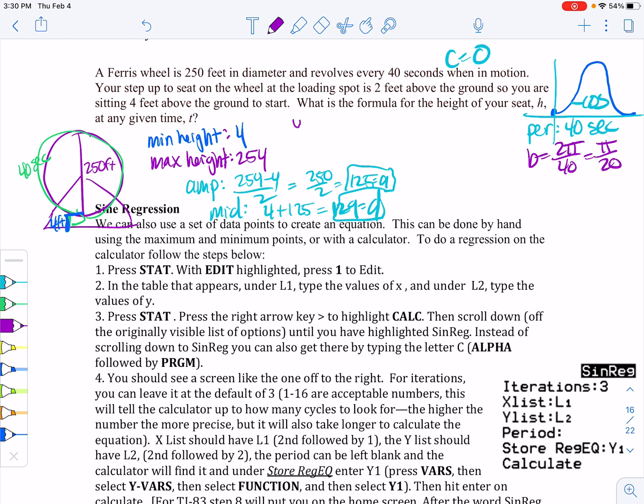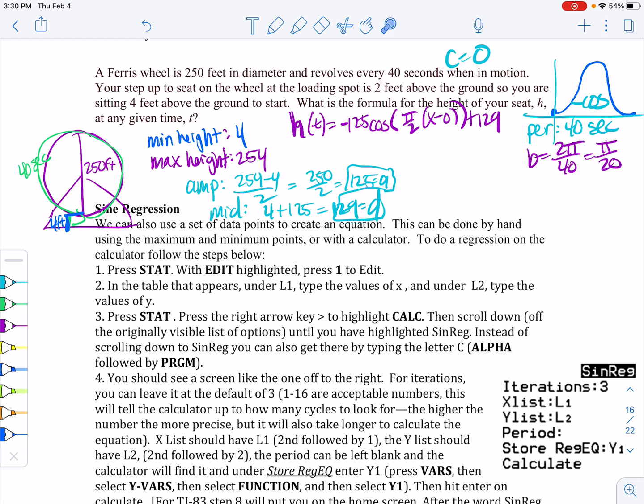So we're going to do our height. Notice it gives us the variable of h. So the height at any time, so it's really h of t, is going to be the amplitude, which is the 125. It's a negative cosine of b, which is pi 20ths, and then x minus 0 because we're not shifting left or right at all, and then plus our midline, which is 129.